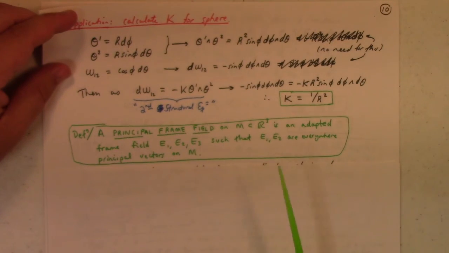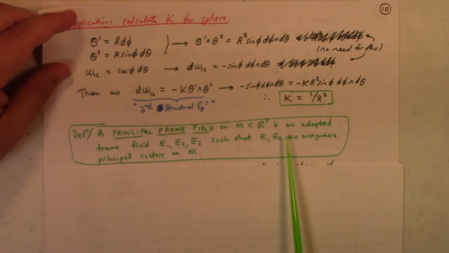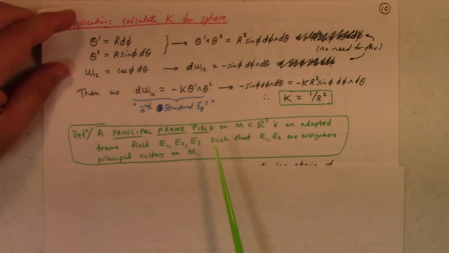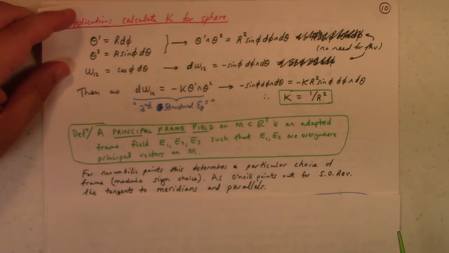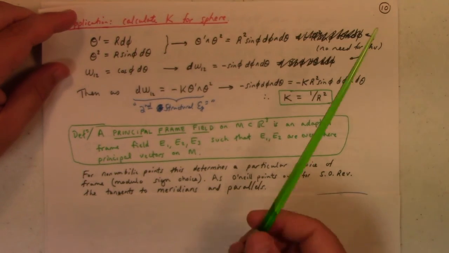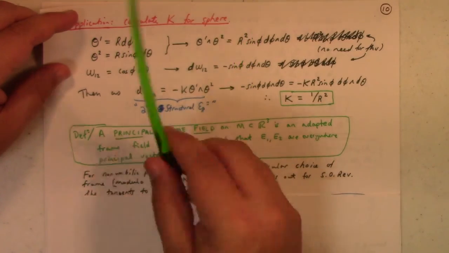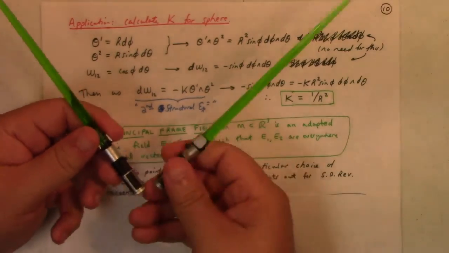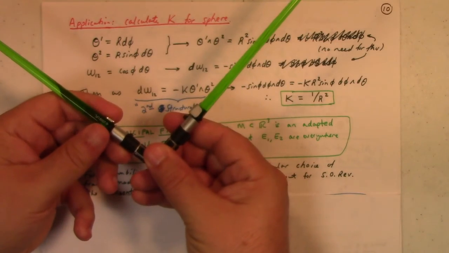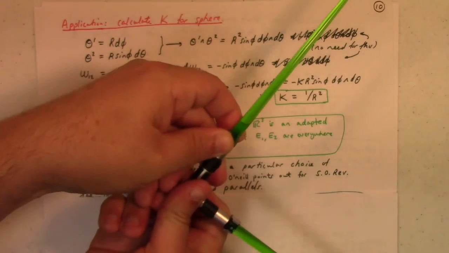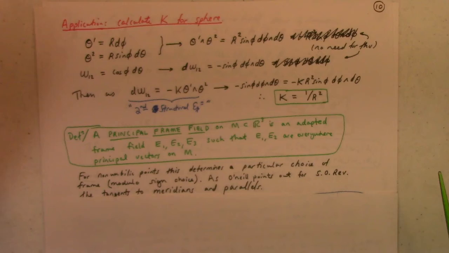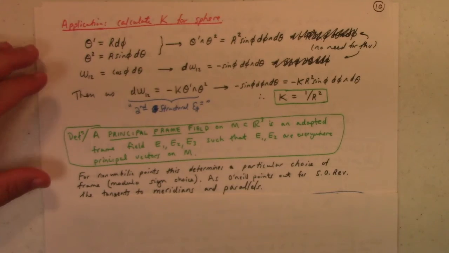Principal frame field. So a principal frame field is kind of what it sounds like. It's a frame field which is adapted to the surface such that E1 and E2 are everywhere principal vectors. So for non-umbilic points, this determines a particular choice of frame, up to a sign choice, right? Because you can always flip over. There's a few choices because the principal curvature k of u is equal to k of minus u.